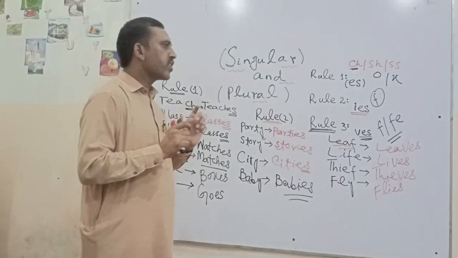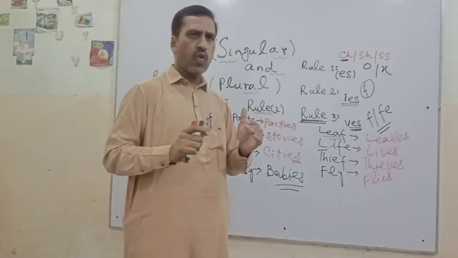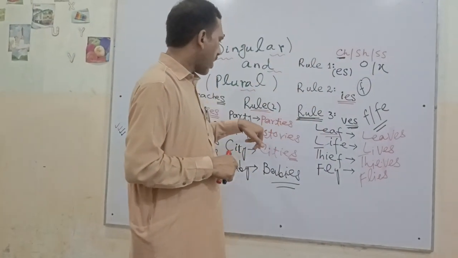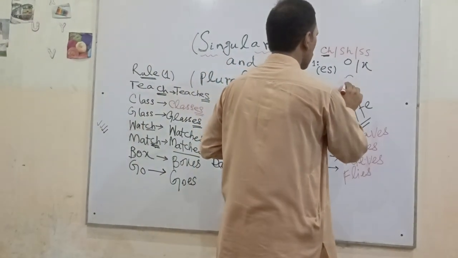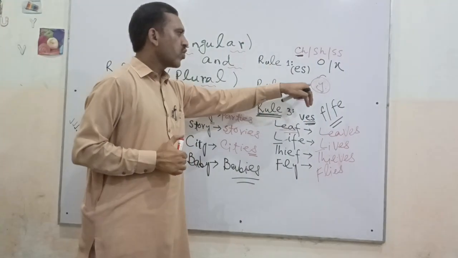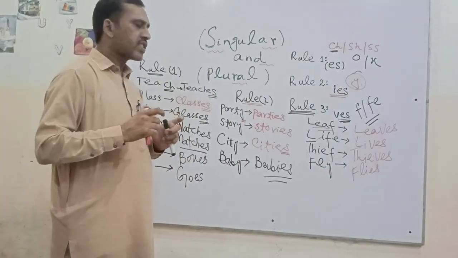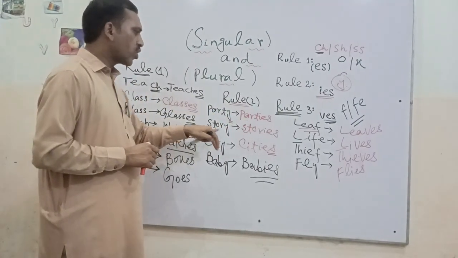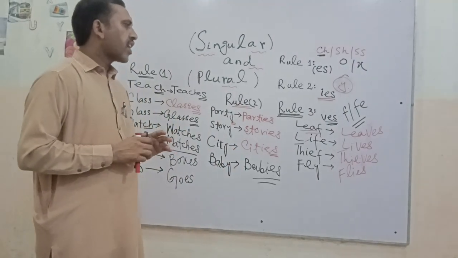And rule number 2 is that if at the end of a noun or verb is the letter y, we remove y and add ies, so that if a word is singular, it becomes plural. Party becomes parties, story becomes stories, as well as city becomes cities.